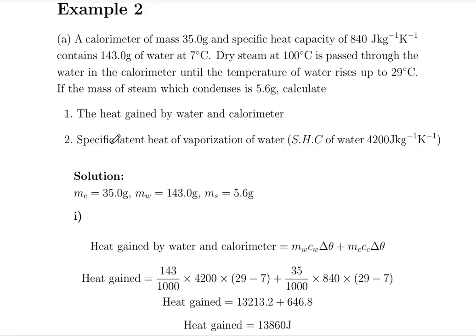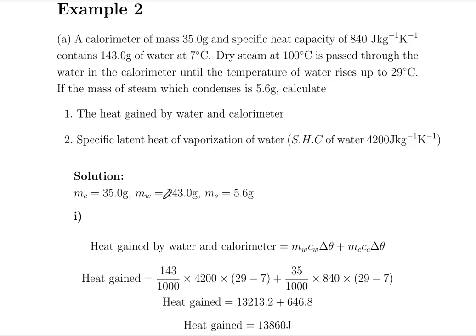Well, the heat that is gained by the calorimeter, to start with, remember the calorimeter and the water at first were at 7 degrees Celsius. So the moment we pass in steam that is at 100 degrees Celsius, we expect the water and the calorimeter to gain some heat energy due to the temperature increase.